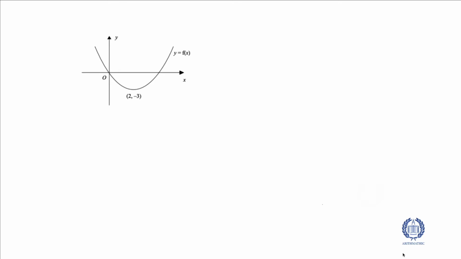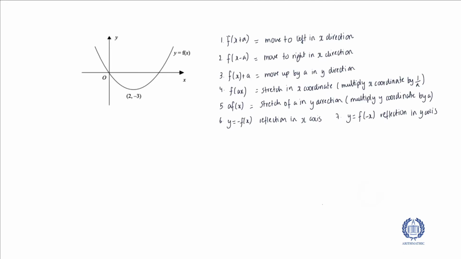So what I'll do is show you the rules first, and then I will give you questions on this graph and show you how we can apply those rules to get these graphs. Okay, so these are the graph transformations. There's 7 rules, so I'll just walk you through what these mean. Pretty simple. And then I'll give you some questions and show you example-wise how we can do it.